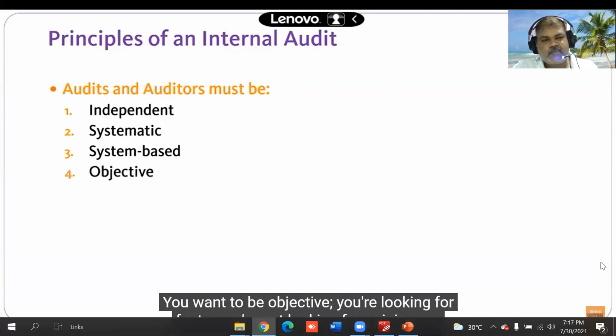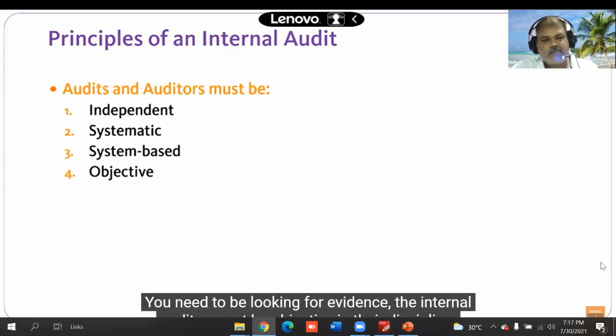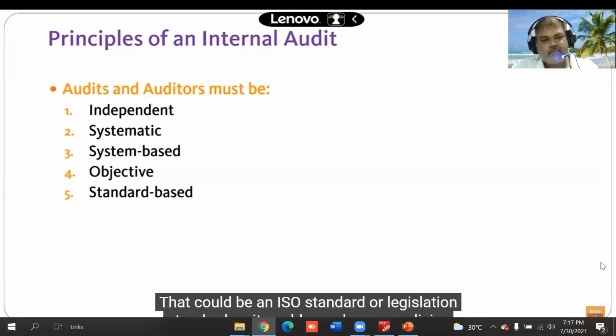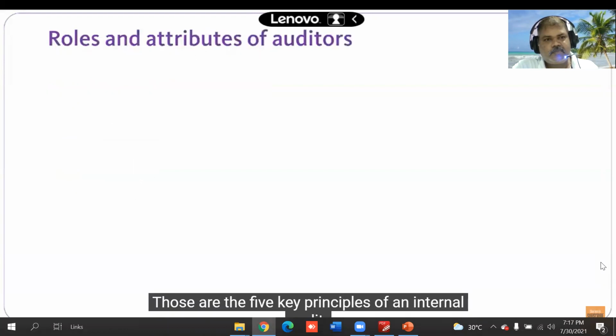You want to be objective, so you're looking for facts. You're not looking for opinions or outside influences that aren't objective. So you need to be looking for evidence. The internal auditor must be objective in their discipline. And the audit needs to be standard based so that you're actually auditing against something. That could be an ISO standard or a legislation standard, or it could even be your policies or your procedures. Those are standards as well. So those are the 5 key principles of an internal audit.